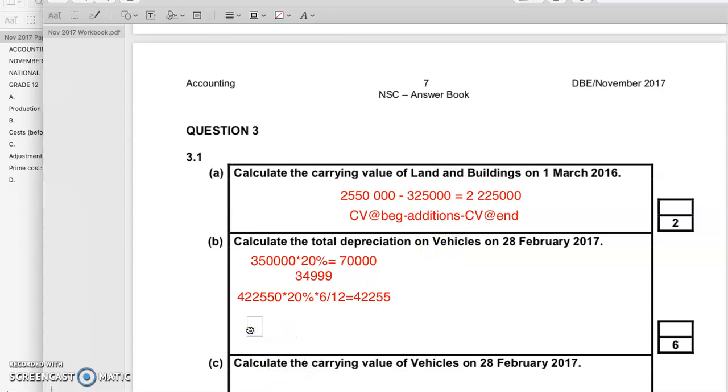To calculate the total depreciation on vehicles, we obviously have to add the two depreciation amounts we have. So let's see, we have 34,999 plus 42,255, and that should give us an amount of 77,254.